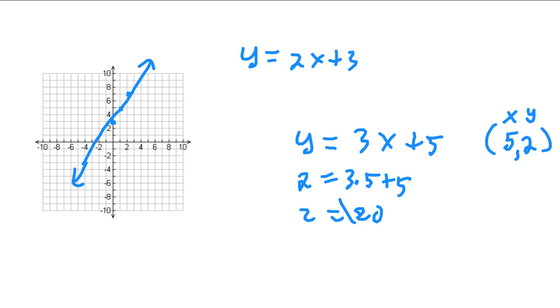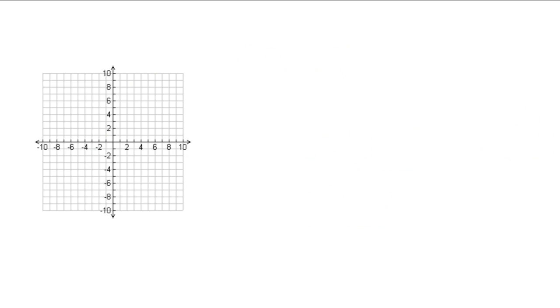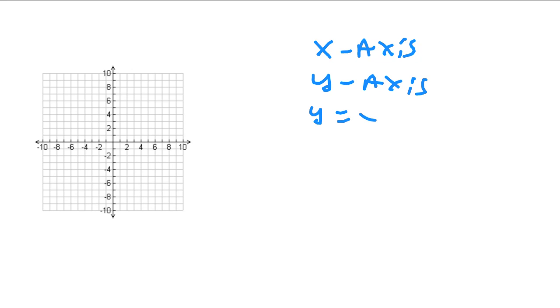Okay? And then the other part of this week is to be able to find lines of symmetry. We have basically 3 lines of symmetry. The x-axis, the y-axis, and y is equal to x. So x-axis, y-axis, and y is equal to x.